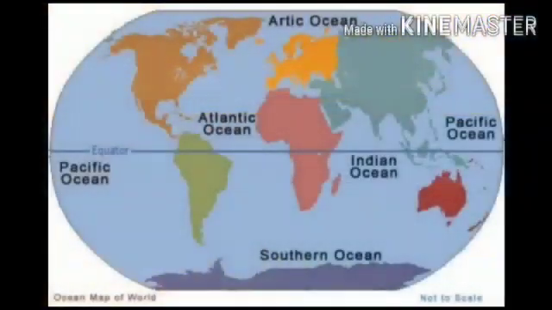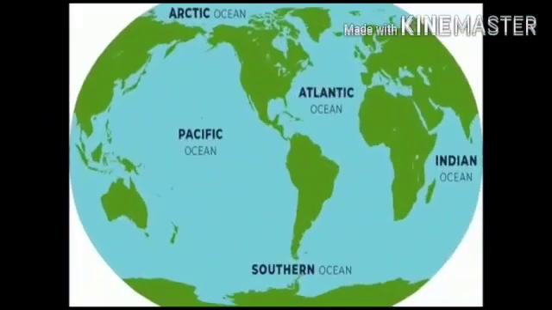Apart from continents, there are 5 oceans located on the Earth's surface. They are the Pacific, Atlantic, Indian, Southern and Arctic Ocean. You know, Southern Ocean is also known as Antarctic Ocean. Among these oceans, the Pacific Ocean is the largest and the Arctic Ocean is the smallest one.